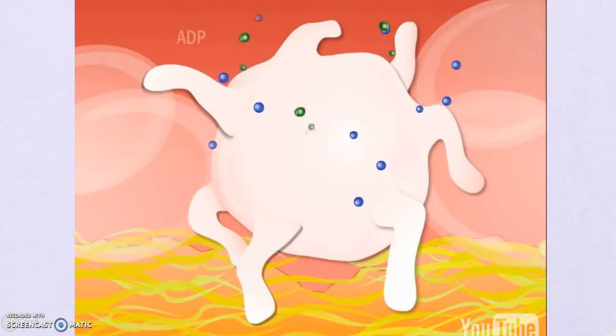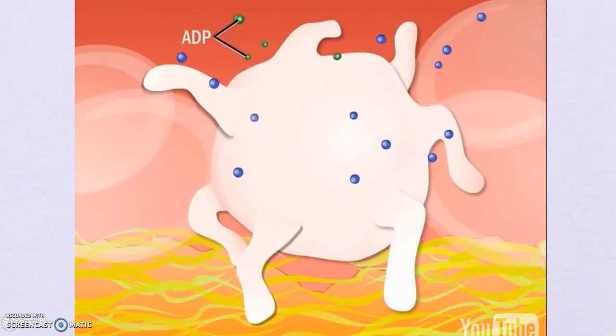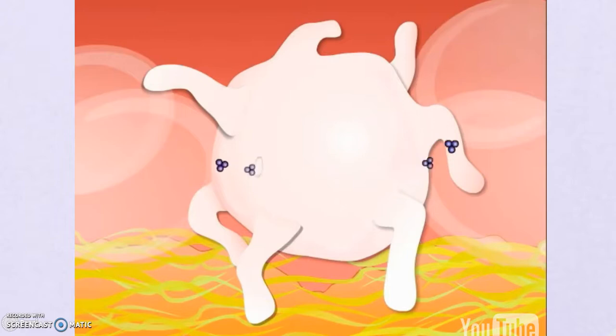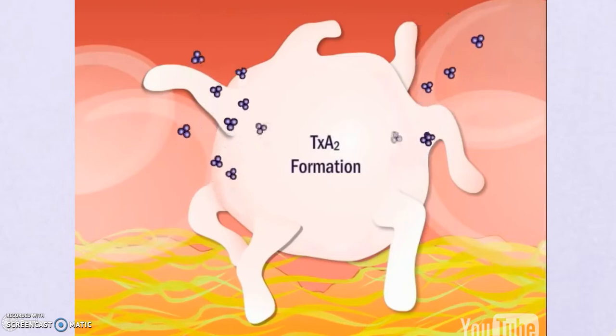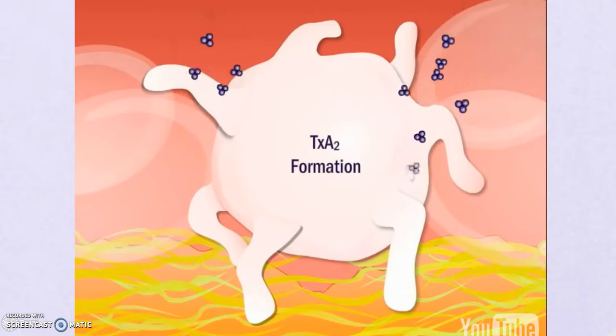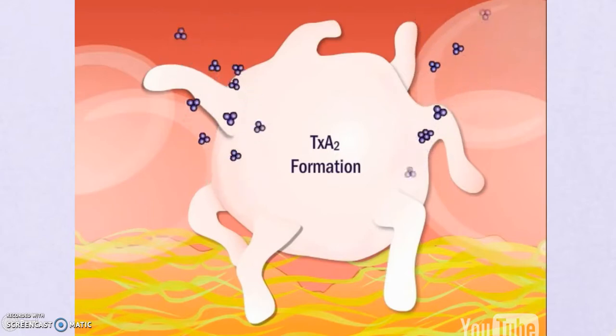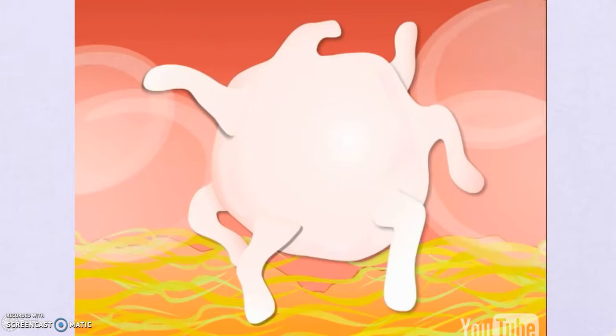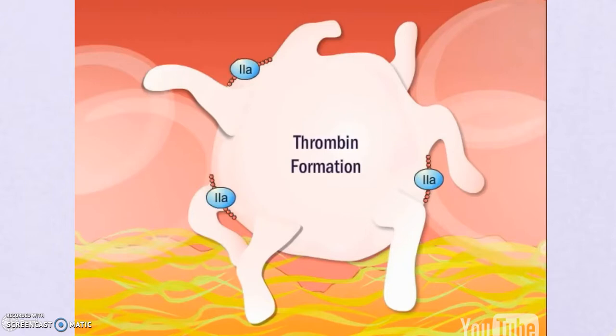For example, the aggregating agent ADP is released from the dense granules. Platelet activation stimulates the formation of another aggregating agent, thromboxane A2, abbreviated here as TXA2, via the arachidonic acid cascade. Details are shown in figure 26.5. The most potent platelet aggregating agent, thrombin, shown here as factor 2A, is formed via the coagulation pathway from prothrombin, or factor 2, on the procoagulant surface of the activated platelet. Details are shown in figure 26.6.